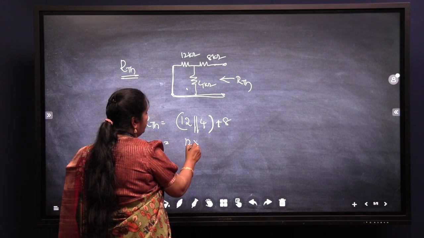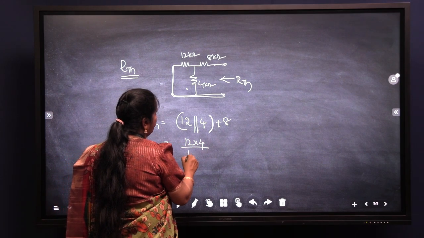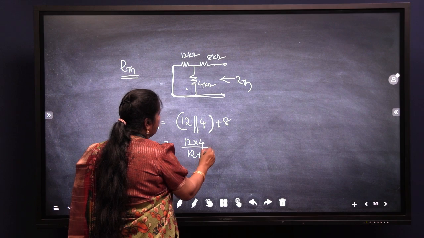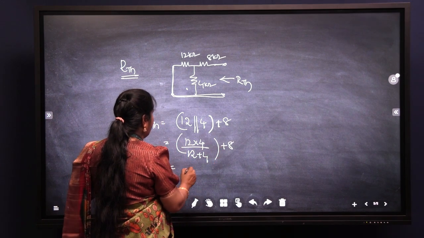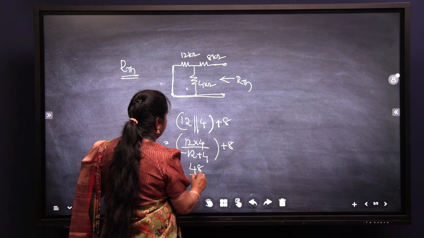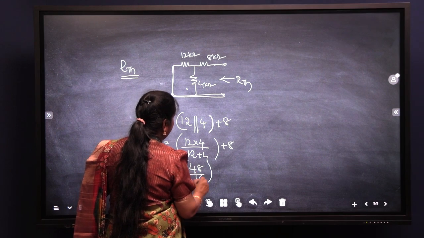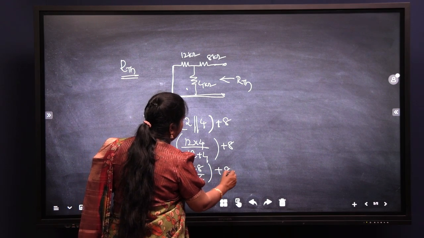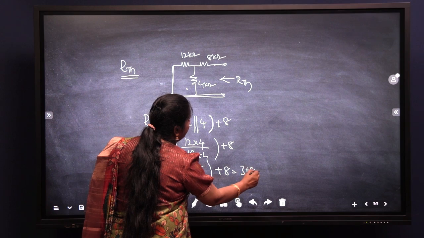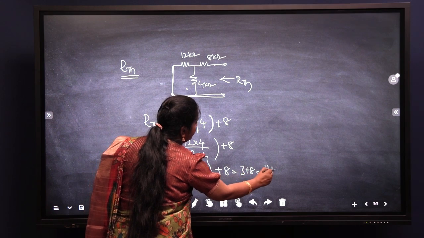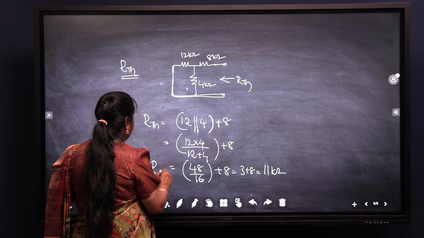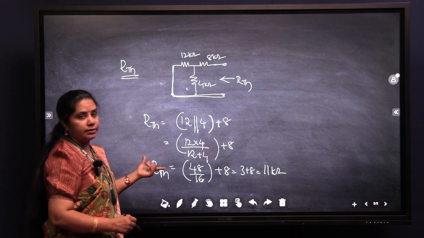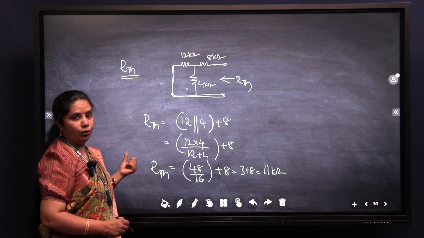I will get 12 times 4 divided by 12 plus 4, which is in series with 8. So you will get 48 divided by 16 plus 8, nothing but 3 plus 8. You will get 11 kilo ohms. Please take care about the units while calculating. So the Thevenin's resistance, I got the value as 11 kilo ohms.